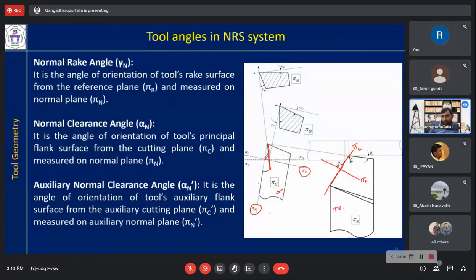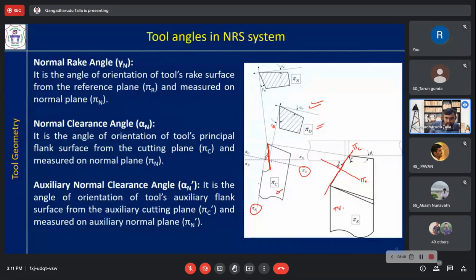So now if you project this cutting tool on pi o plane, this we have seen earlier, you'll have orthogonal clearance angle. And this is the thing now. So this is not gamma n, this is a mistake. This is gamma o. And you are projecting it on pi o plane.